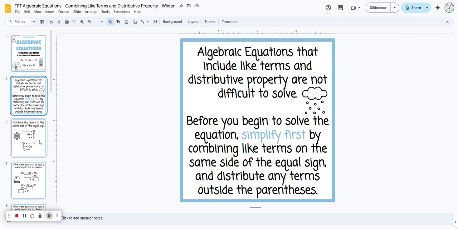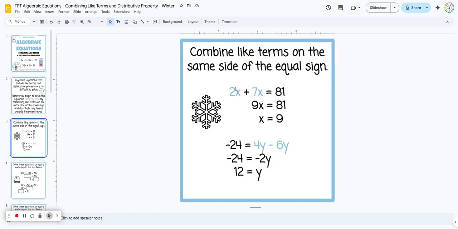So they're going to do that first. So we're going to start with combining like terms. So you can see that these terms are on the same side of the equal sign, so we can combine them to get 9x. Same thing here, 4y and negative 6y gives us negative 2y, as long as they're on the same side of the equal sign.